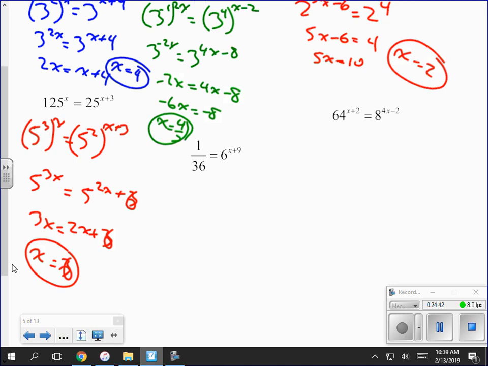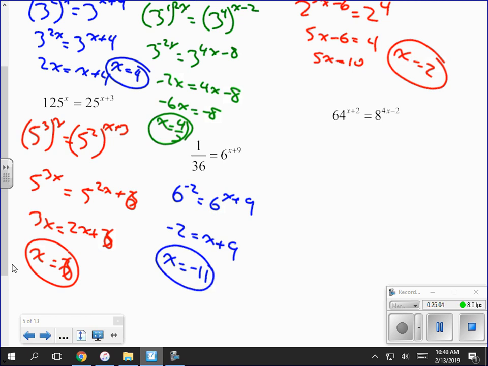Next one, 1 over 36. 6 to the negative 2. So 6 to the negative 2 equals 6 to the x plus 9. Negative 2 equals x plus 9. Subtract 9. X equals negative 11.